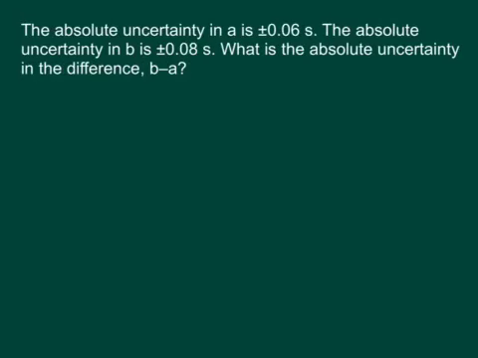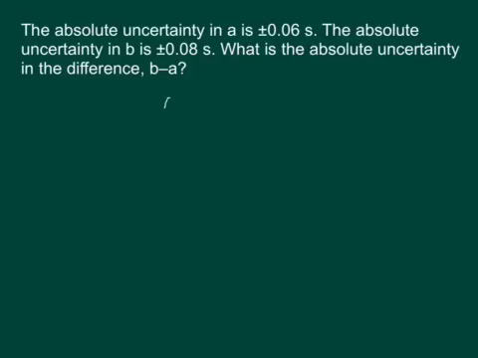Here's another problem on uncertainty. It says the absolute uncertainty in a measurement A is plus or minus 0.06 seconds. The absolute uncertainty in another measurement B is plus or minus 0.08 seconds. These are clearly time measurements. What's the absolute uncertainty in their difference, B minus A? The rule is that whenever you subtract two quantities, you add their absolute uncertainties.